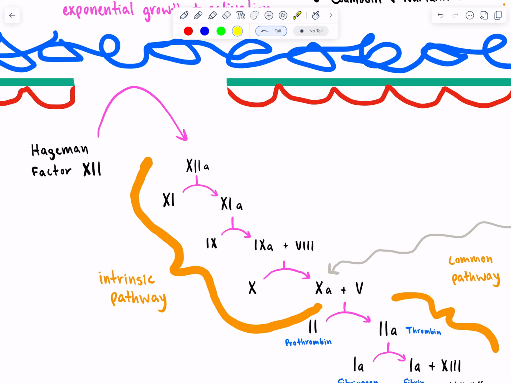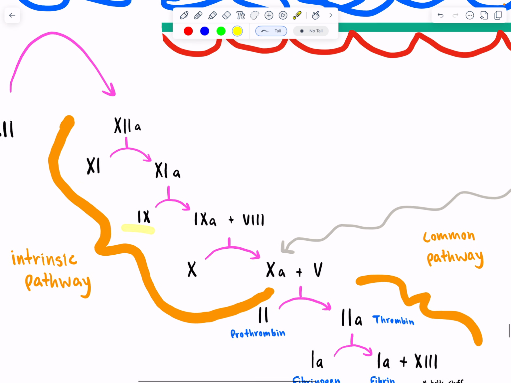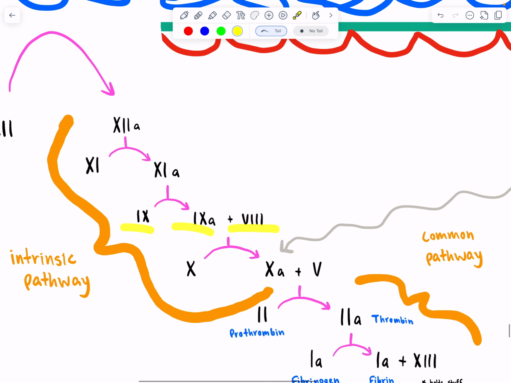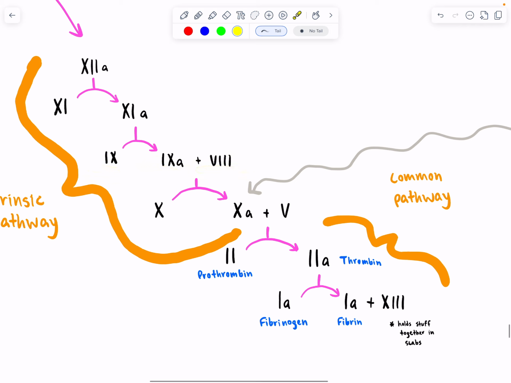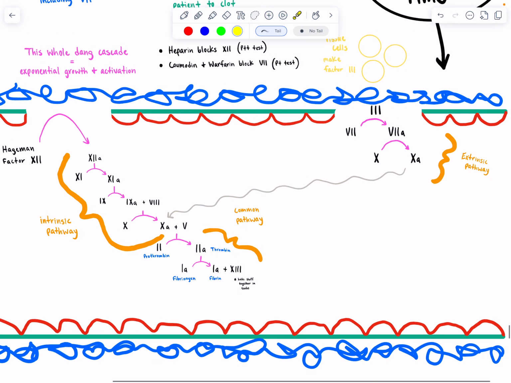Factor 12 gets converted into 12A. This new enzyme can convert 11 into 11A. That converts 9 into 9A. That joins with factor 8. That converts 10 into 10A, which combines with 5. And I'll stop there.